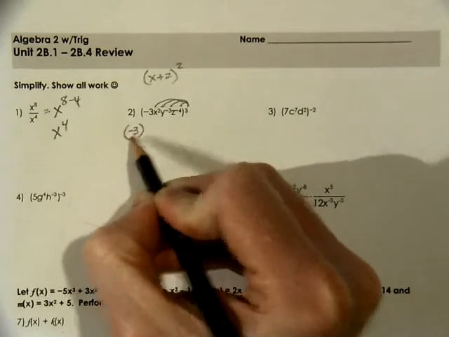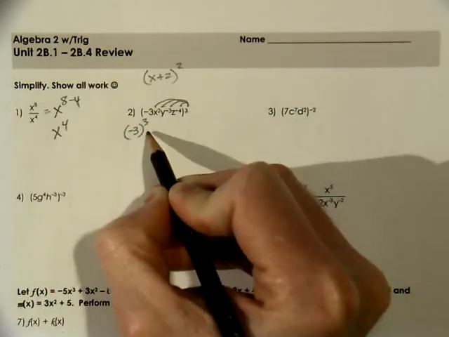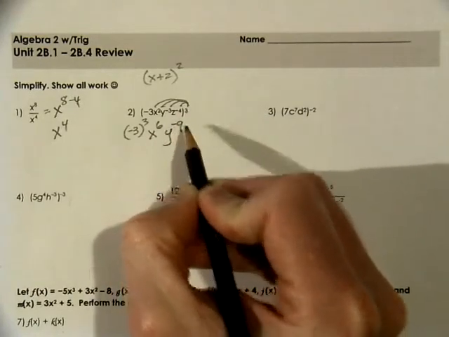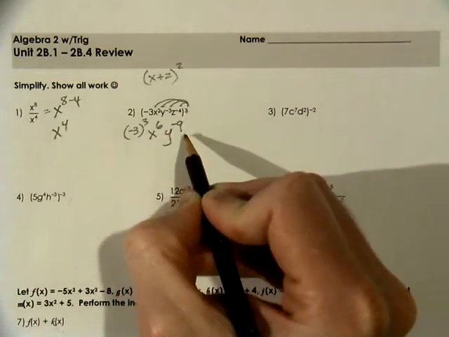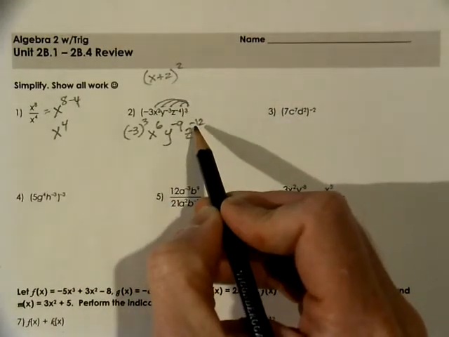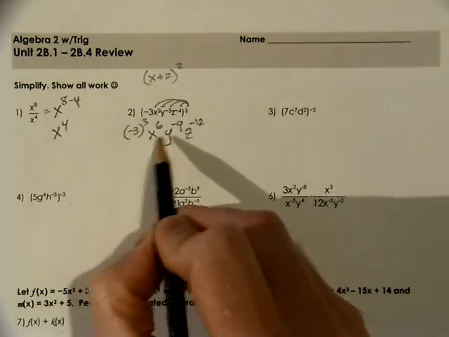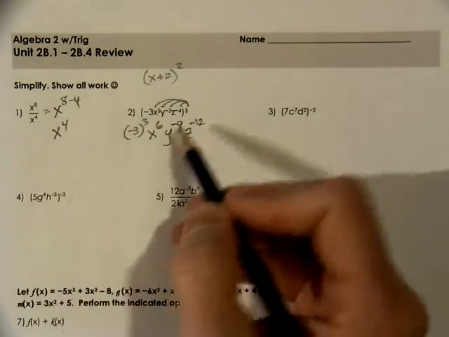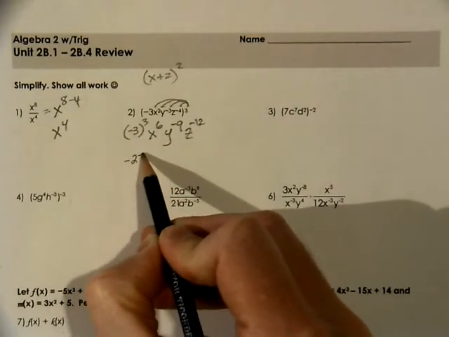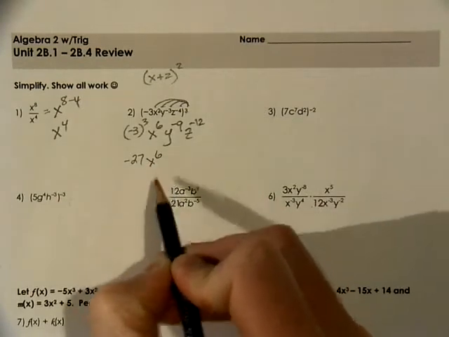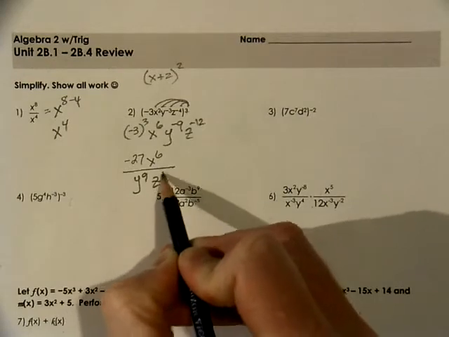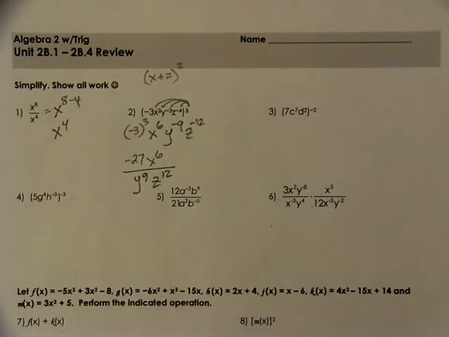So we have -3, gotta have parentheses around that, x to the 6th power because you multiply, y to the -9th because you multiply, and z to the -12th because you multiply. Notice there's no pluses or minuses in between the terms. So you could leave it like that, or you're welcome to call it -27 x to the 6th. Because the y and the z have negative exponents, they go to the denominator.